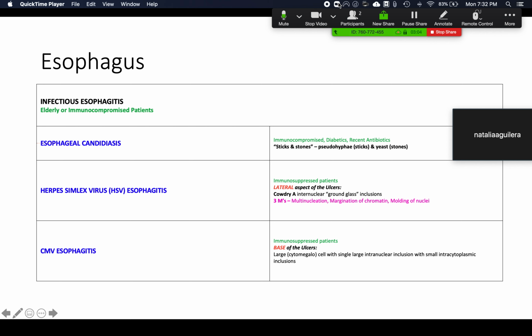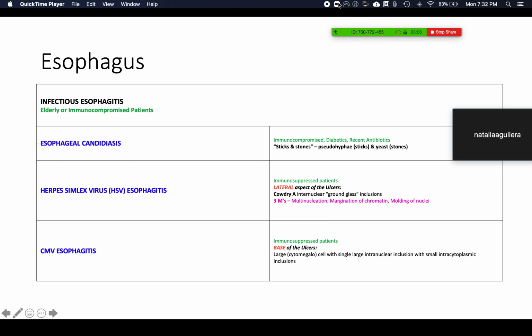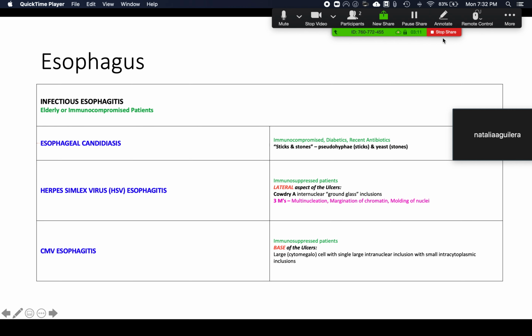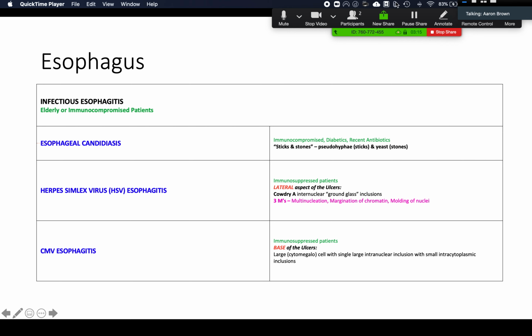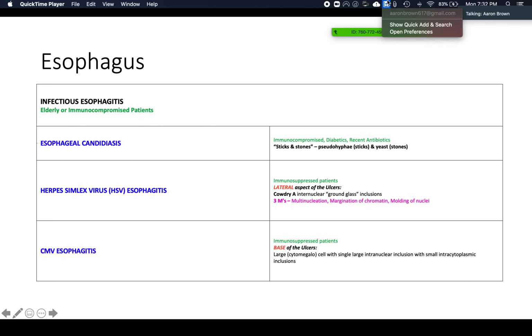So we are continuing with our discussion of GI pathology. GI pathology is the fun part, right? Anatomy and physiology is boring. Everyone agrees on that. And then the pathology is fun.